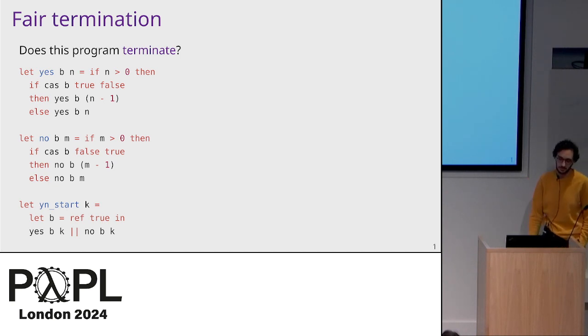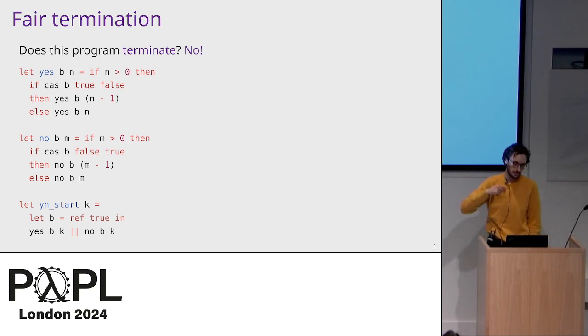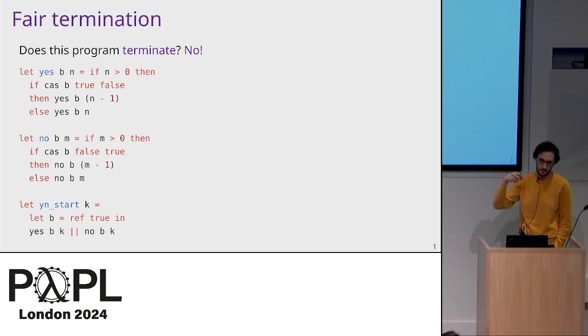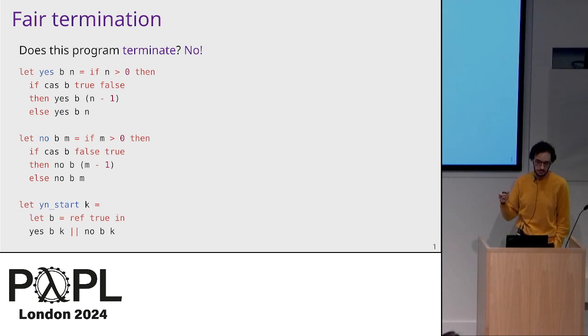Now, does this program terminate? The answer is no. Because in any state, only one thread can make progress, depending on the value of B. If B is true, yes can make progress, but no is stuck waiting for yes to make progress. So if the scheduler is mean to us, and always schedules no, then no progress will be made, and the program clearly doesn't terminate.